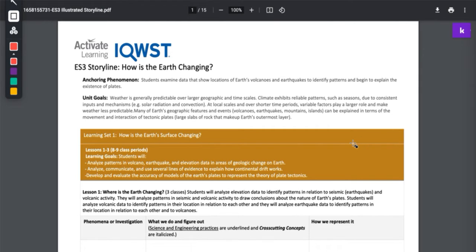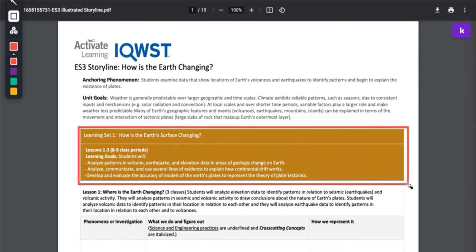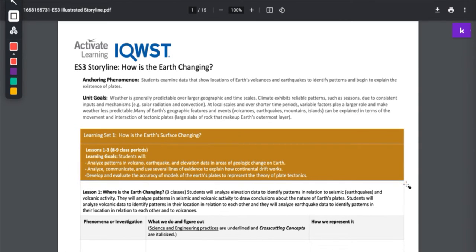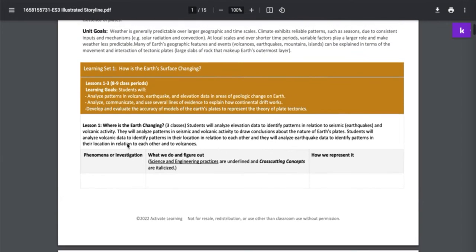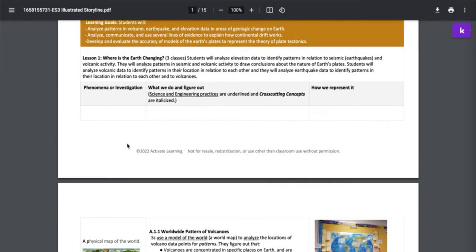So in learning set one, we are going to really focus on the evidence for the theory of plate tectonics. All of it builds from the beginning: how do we know the theory of plate tectonics is even a thing? I don't even talk about that. Students may bring it up, but I don't talk about the theory of plate tectonics until later in learning set one.